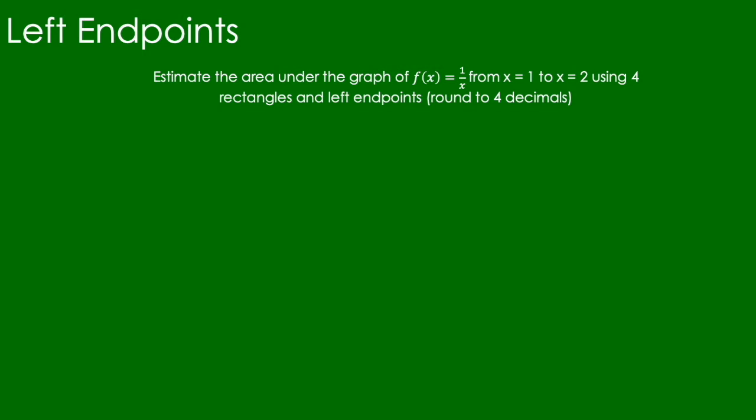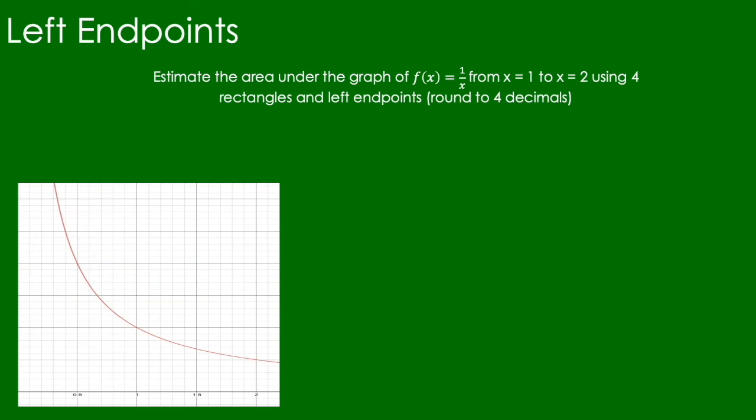Basically, Riemann sums is taking the area of rectangles to estimate the area under the curve. Let's first sketch it. And then we want to find delta x. Delta x is considered the width of each rectangle. And it's always given by the same formula, b minus a divided by n. B is the upper bound, A is the lower bound, and N is the number of rectangles. In this case, it's 2 minus 1 over 4.